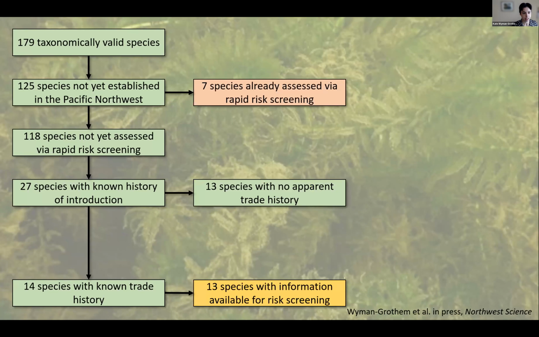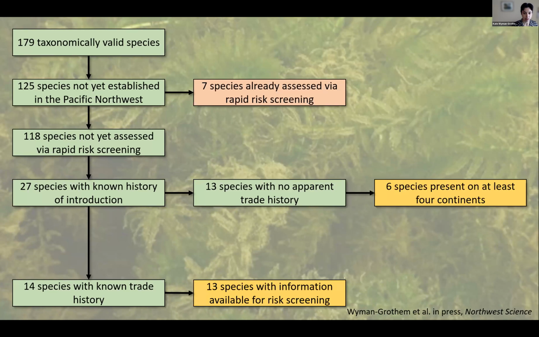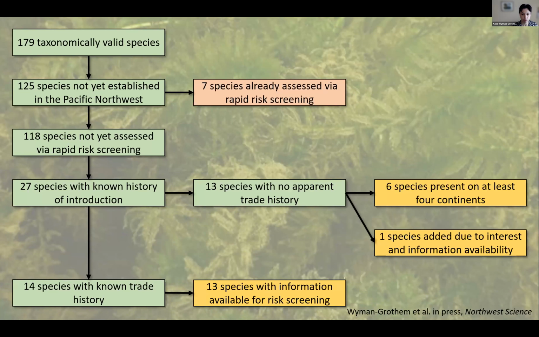The other 13 species had no apparent trade history, so we went to the third most important prioritization factor, which is the breadth of the species distribution. We measured this simply by how widespread the species was globally, and 6 species were found on at least 4 continents. We added a final species, starry stonewort, due to interest and information availability, even though at the time it was only found on 3 continents.